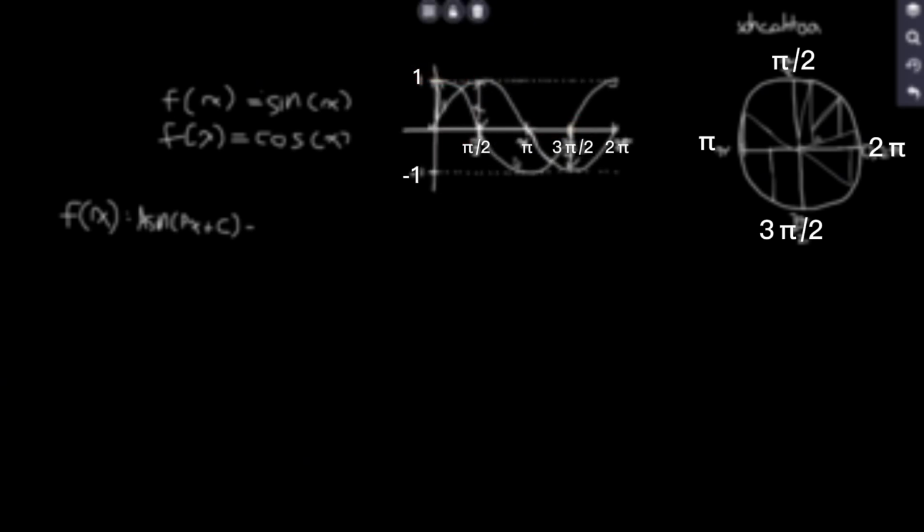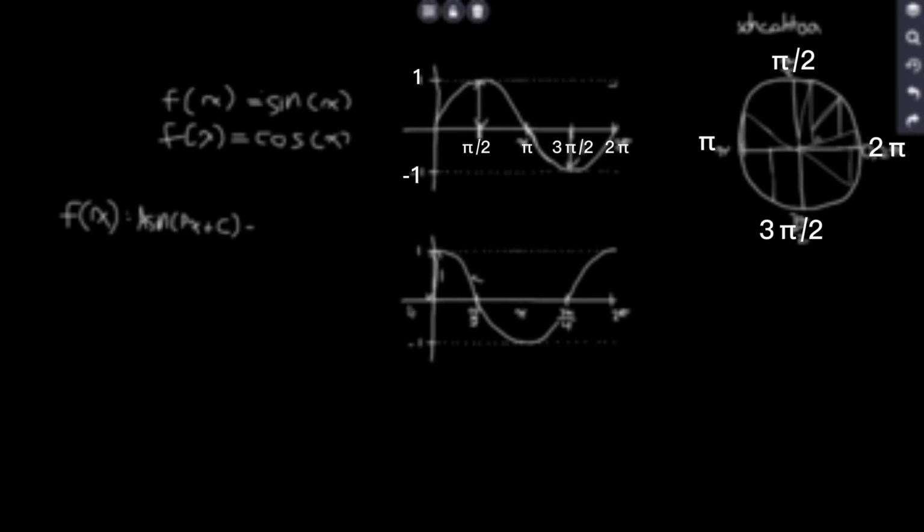they're actually exactly pi over 2 from each other. So this distance from each other is pi over 2. So sine is actually just cosine shifted to the right pi over 2 radians. And cosine is just sine shifted to the left pi over 2 radians.